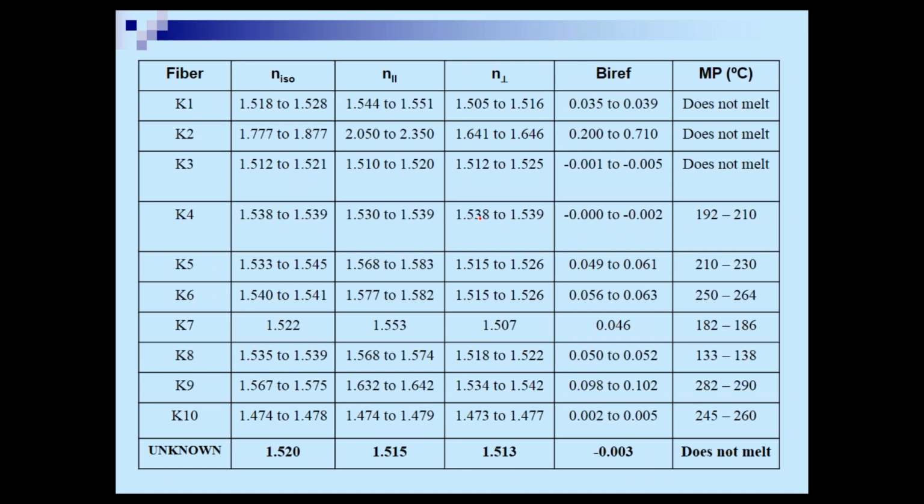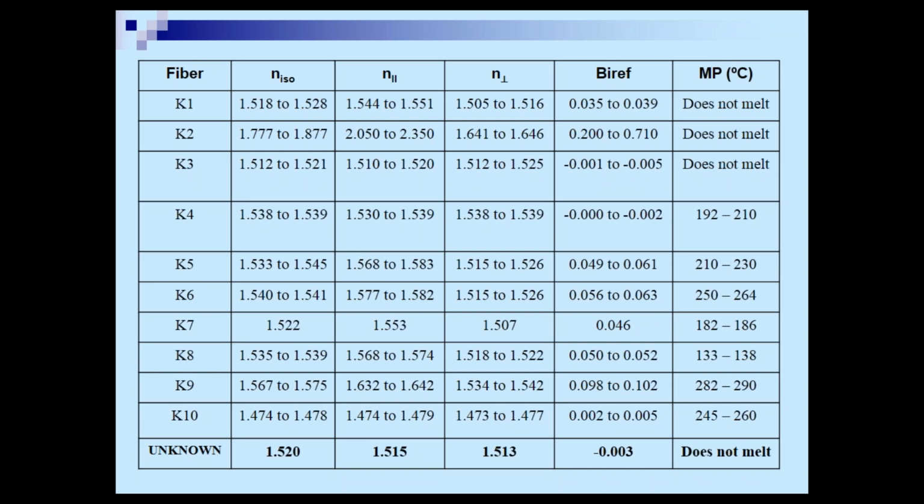Okay, this gives an example of how, if you take a bunch of class characteristics, you can make a chart for an unknown fiber and compare it to a bunch of known fibers in order to figure out what the origin is or eliminate a lot of known fibers. Here, all of the K's are different knowns, and then we have the unknown at the bottom.